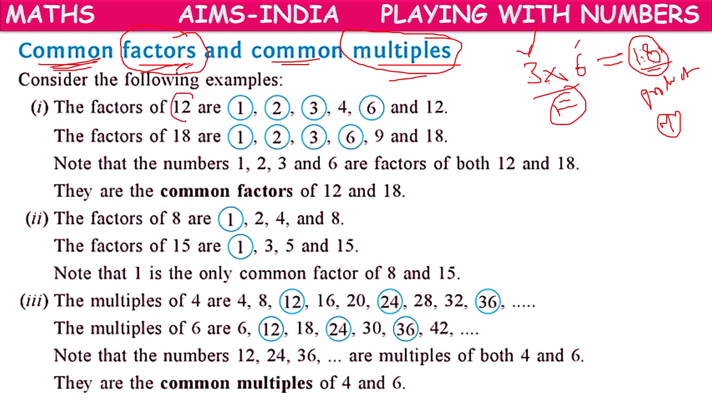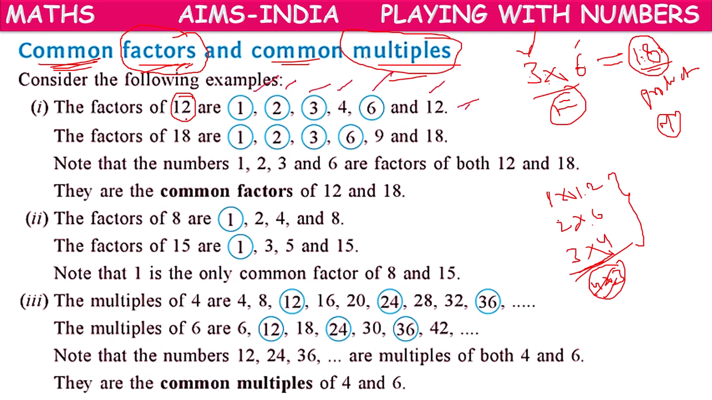The factors of 12: we can write 12 as a product of 1 times 12, 2 times 6, 3 times 4, 4 times 3, which is already repeated. So these three formations are enough. So 1, 2, 3, 4, 6, 12 are the factors of 12. In the same way, 1, 2, 3, 6, 9, 18 are the factors of 18.